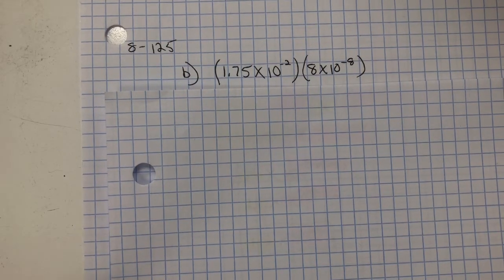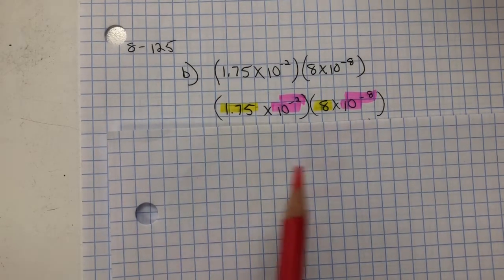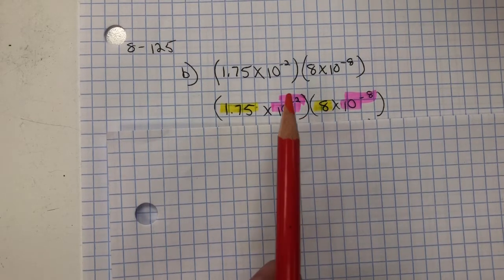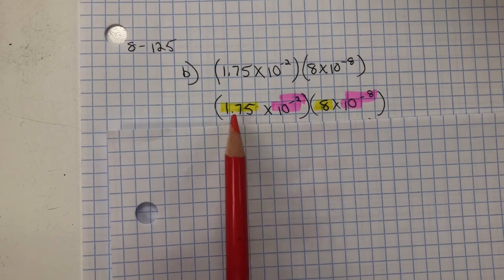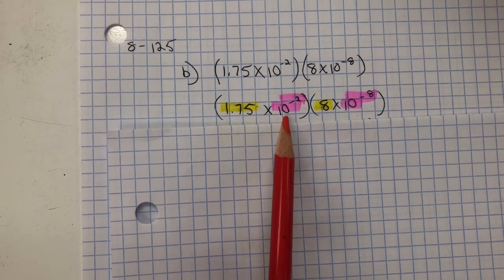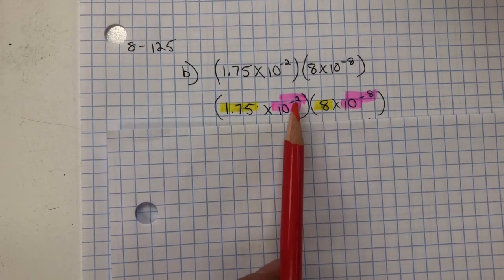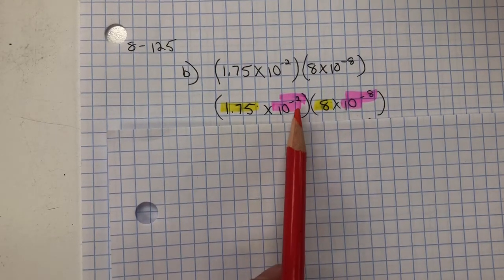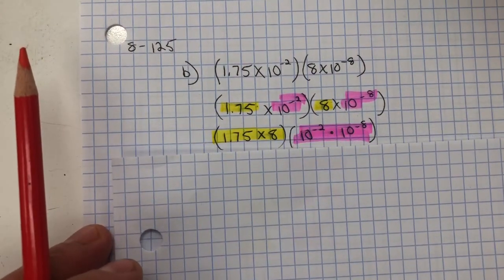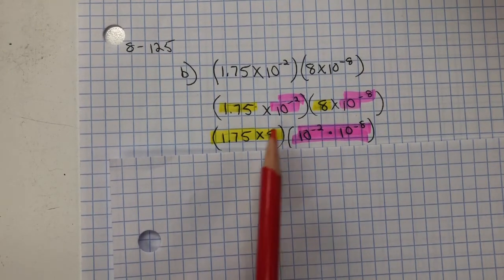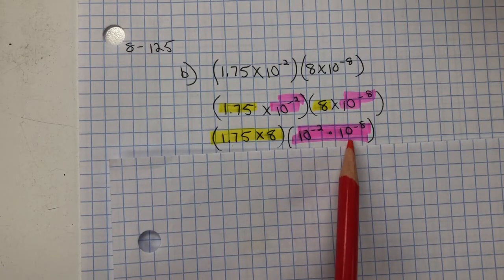So for B, we're multiplying the two. And what I want to look at is I have the coefficients and the powers of 10. So I'm going to multiply these two. And the nice thing about multiplying in scientific notation is that you don't have to have the same exponents for the powers of 10. It's not like when you're adding or subtracting them. So first I'm going to multiply the two coefficients and then multiply the two powers of 10.